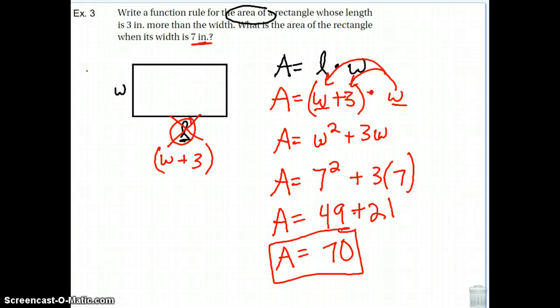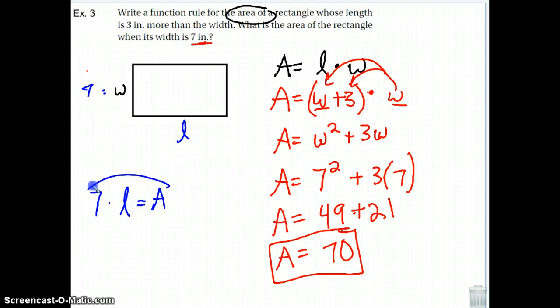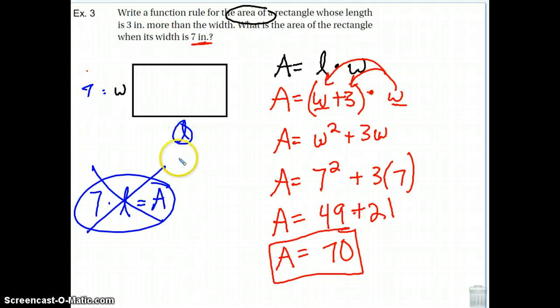Now we would not have been able to solve this if we just left this as L. Because how can I figure out the area of a rectangle when I only know that this equals 7? So 7 times L equals the area. I can't figure that out. So I need to figure out a way where I can get rid of this L and put in a W so I only have one variable to work with.